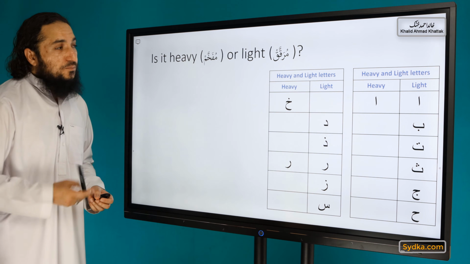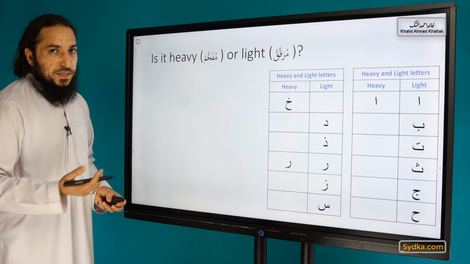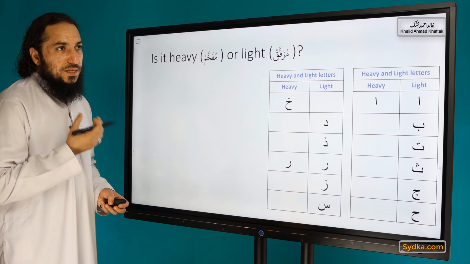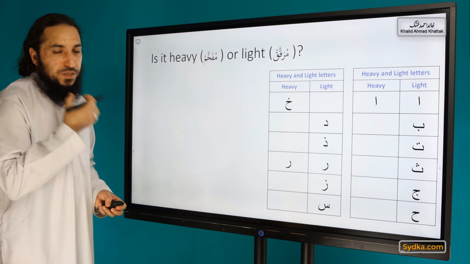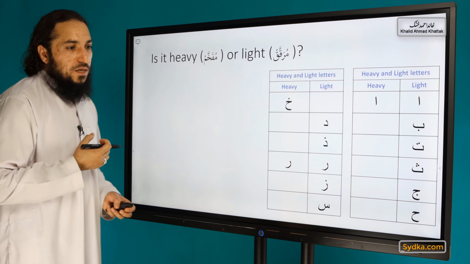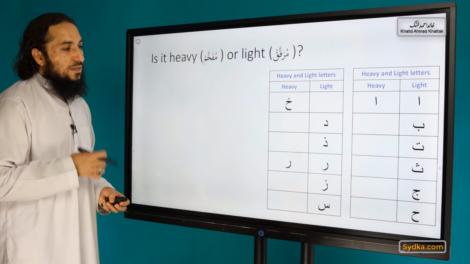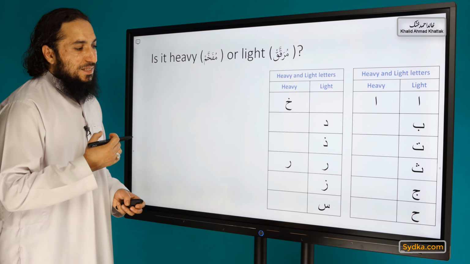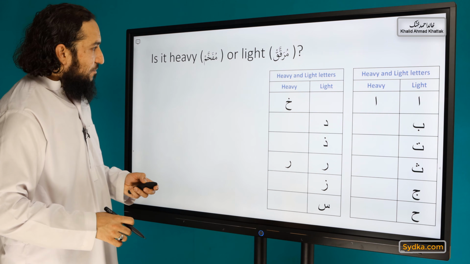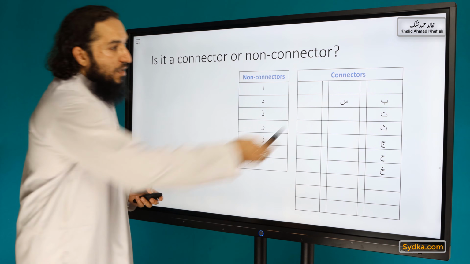Is it a heavy or light letter? It is a light letter. So when we pronounce the letter Sin, the tongue and the lips should remain flat, in a state as if we are going to start smiling. Sin, Sin. Is it a connector or non-connector? It is a connector.